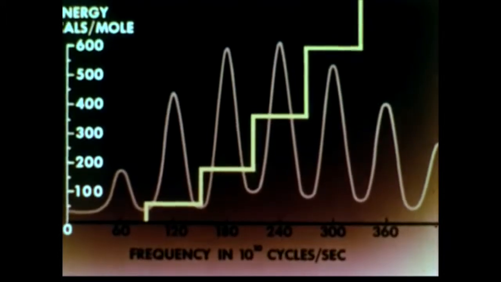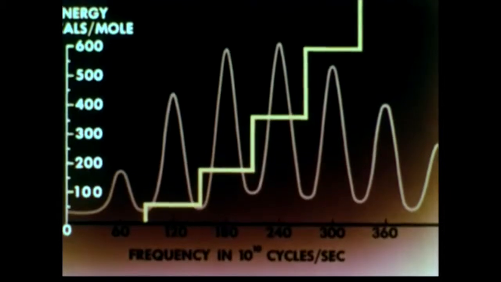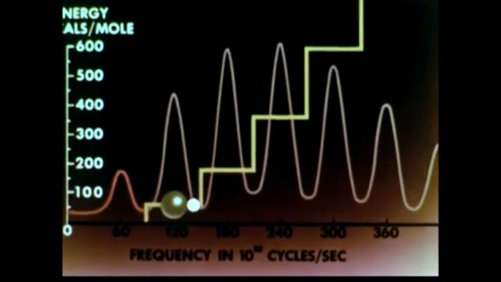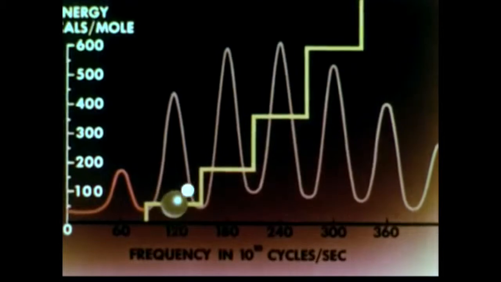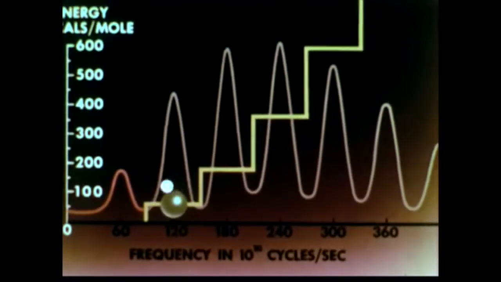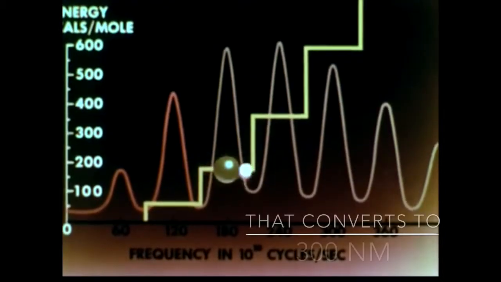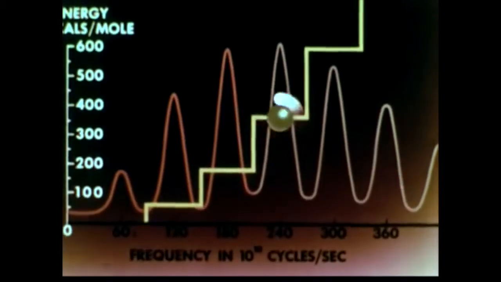For HCl, the first step has a height of about 60 calories per mole, 60 small calories. It's a very little step indeed, and when the molecule makes the jump, we get absorption at 60 times 10 to the 10th cycles per second, a very low frequency, 1,000 times slower than that of the vibrational spectrum. The next step is 120 calories per mole. This time we get absorption at 120 times 10 to the 10th cycles per second, and so on up the staircase.